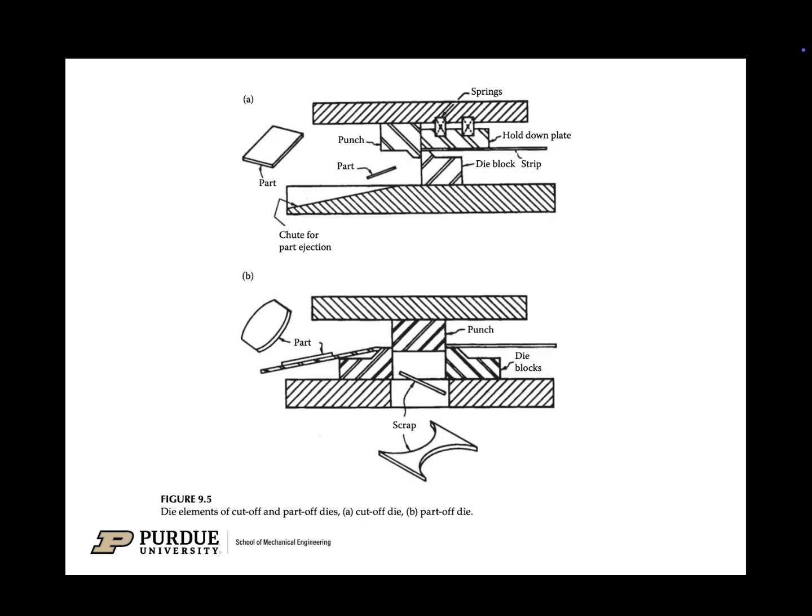On this page, figure A shows what a cutoff part design looks like. As you can see, by punching the sheet metal, the part will directly come off to the left. And figure B shows what part-of-part design looks like. There will be some scrap left down below, and the part will come out at the left.